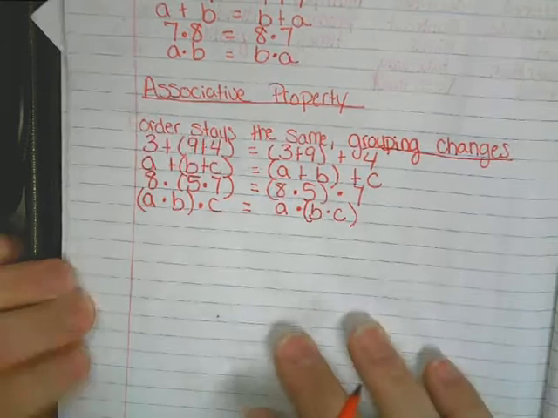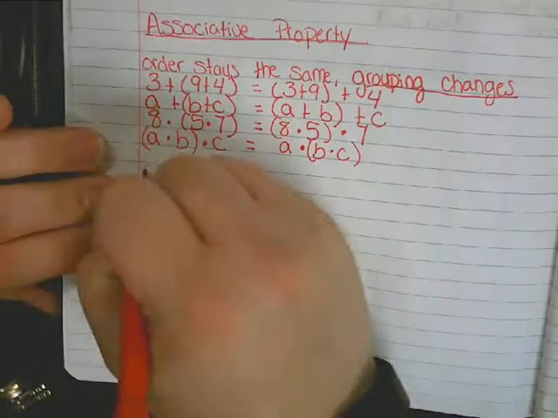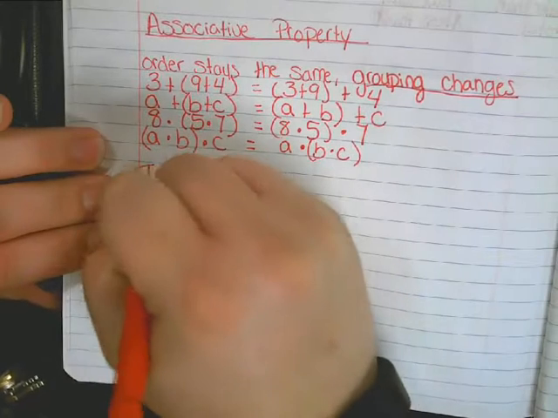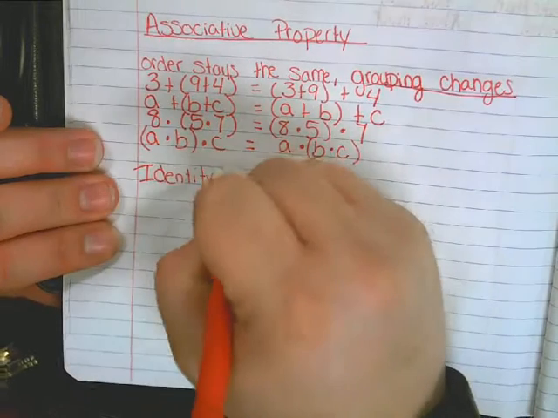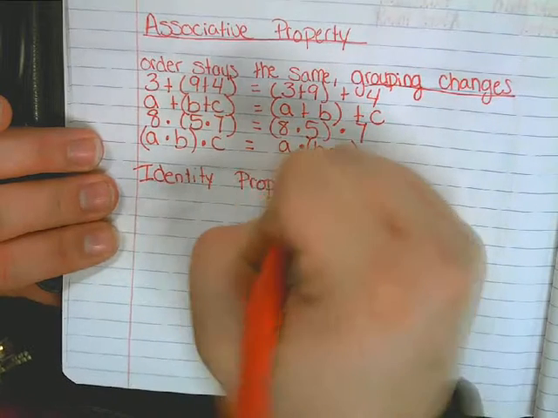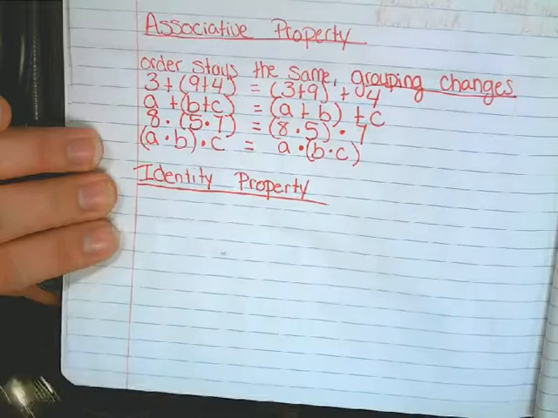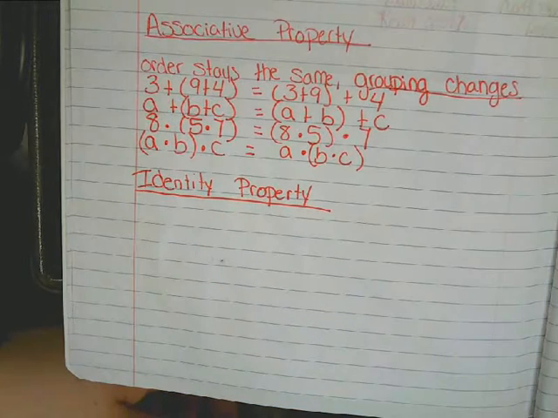Okay, one more to look at. This one's an easy one. This is your identity property. So all these on the homework? Yep. You have to know the differences between all three of them. Not worried about it now.